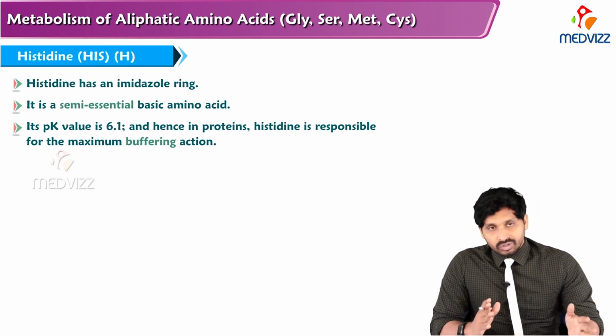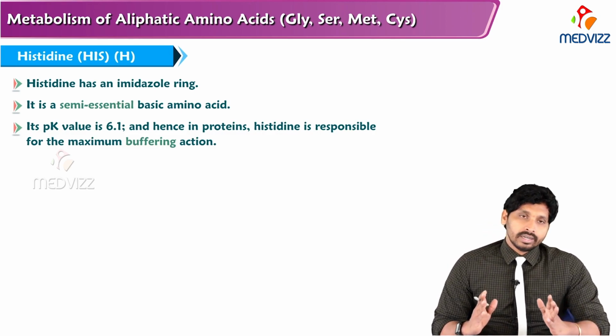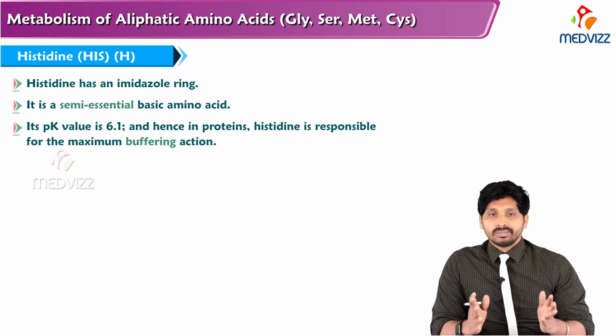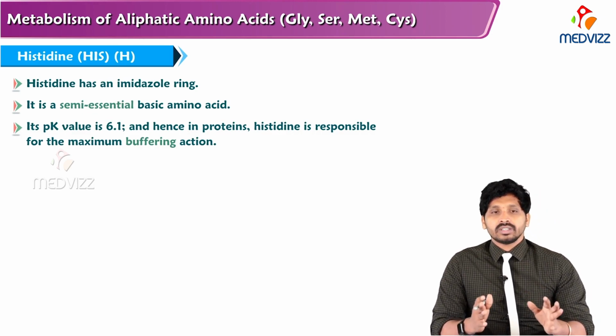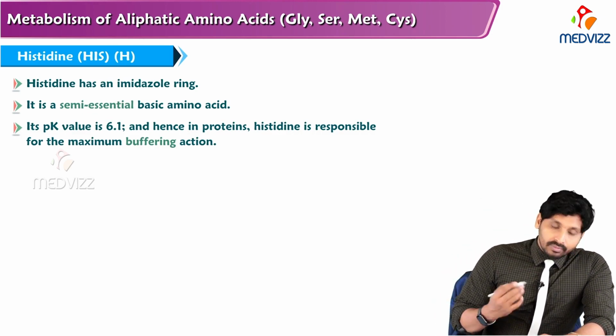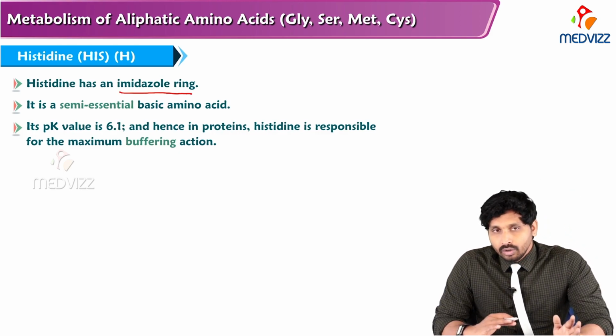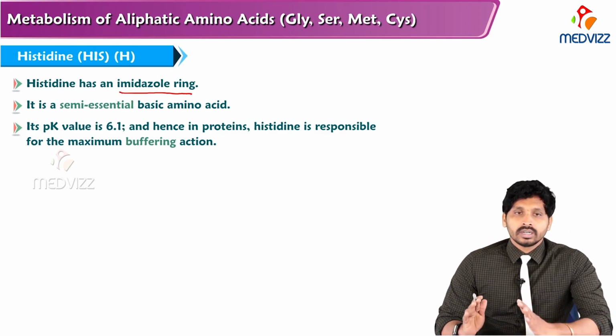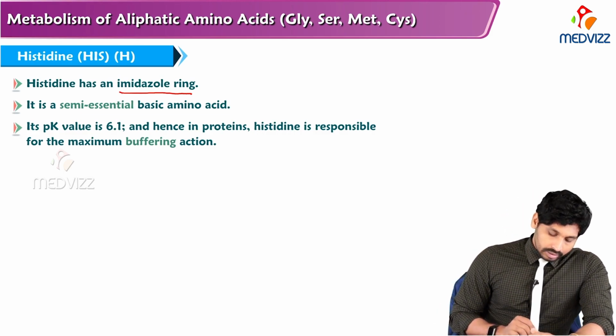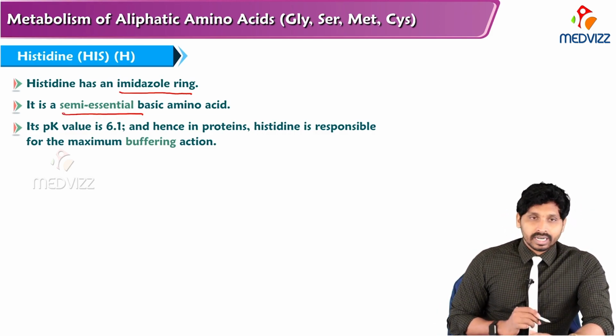Actually, to say, it is essential in children, and once after attaining adult age, it will become semi-essential. So that's the reason histidine is semi-essential. So what functional group is it having? Imidazole. Like tryptophan has an indole ring, here histidine has an imidazole ring. So as I told you, it is a semi-essential basic amino acid.